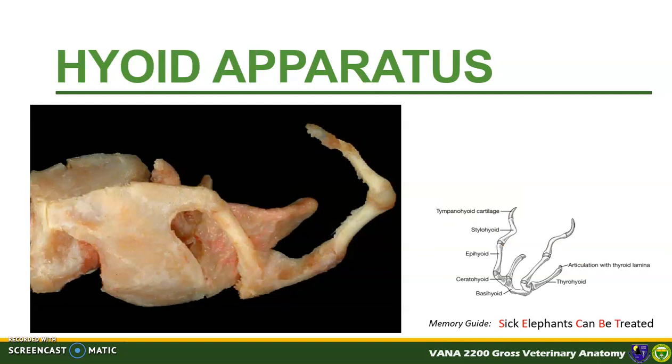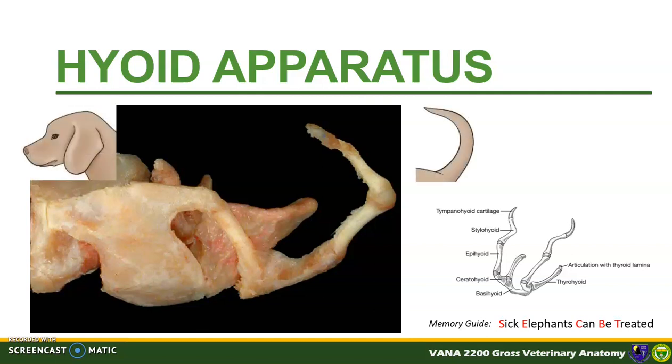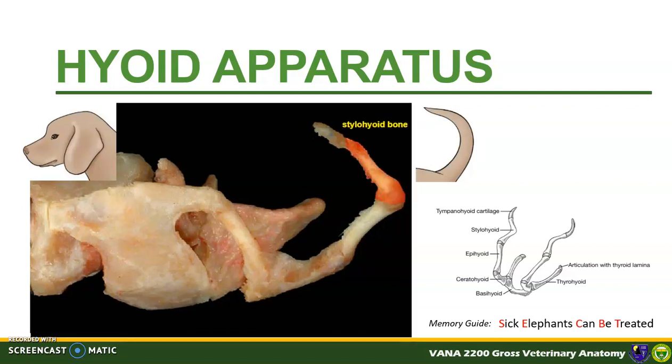The hyoid apparatus lies at the intermandibular space and consists of a number of fine bones and cartilages. All are paired except for the basihyoid. Primarily, this hyoid apparatus holds the larynx and tongue in place. For orientation purposes, please note that the animal is facing in this position and the head and tail are located as shown. Let's begin with the stylohyoid.